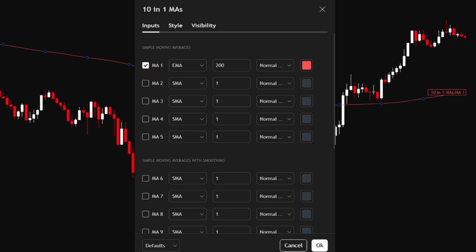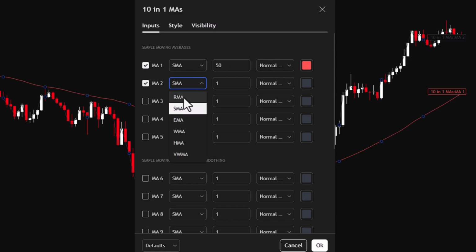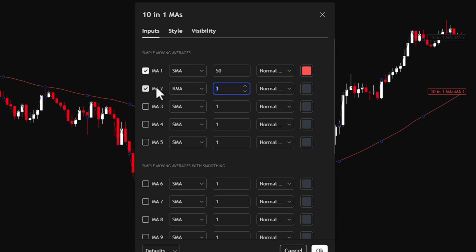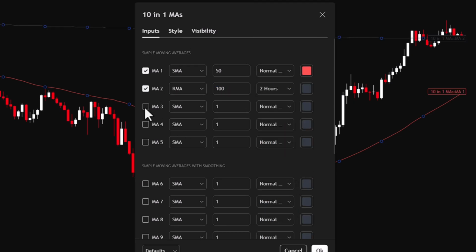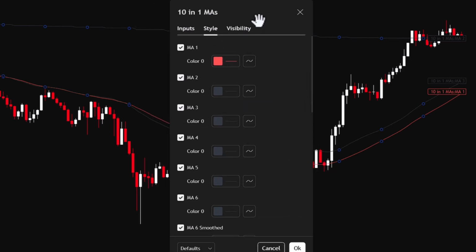In the input section, enable the MA1 option, then change its type to simple moving average, or SMA, and set the period to 50. Leave the time frame as normal. Next, enable MA2, set the type to rolling moving average, or RMA, and set the time frame to 2 hours. Finally, for MA3, enable it, set the type to RMA, leave the time frame as normal and set the period to 27. With your moving averages set up, it's time to move on to the style section.